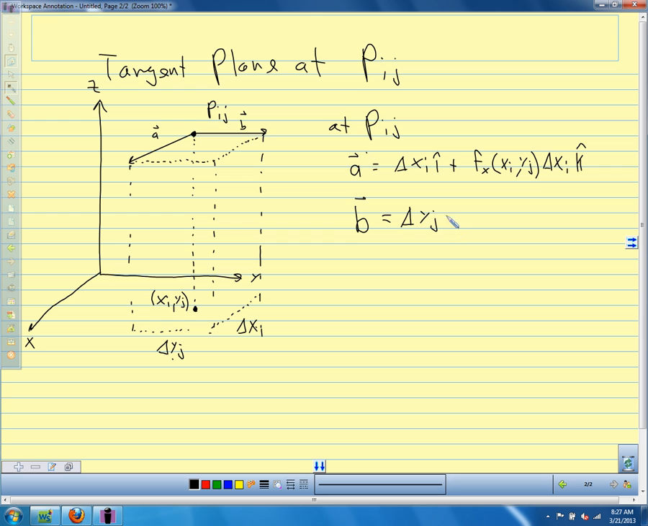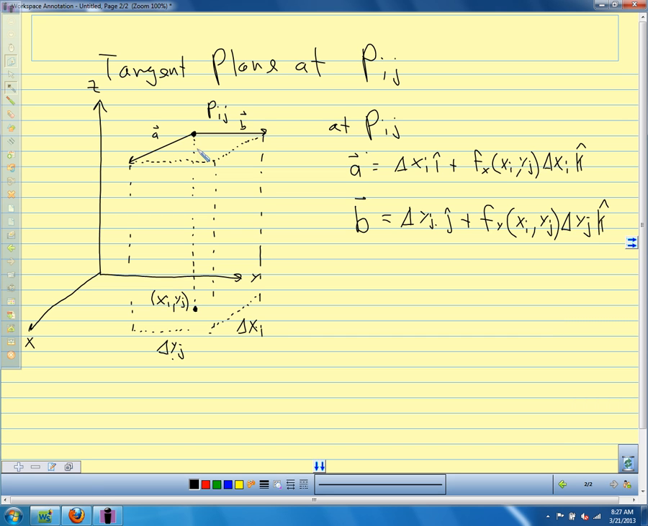And B is going to be delta y sub j in the j direction, plus the partial with respect to y at our point times delta y sub j in the k hat direction. So this is just the slope in the y direction times the change in y. So now we have representations of these two vectors that are the sides of this little parallelogram, the little piece of the tangent plane.